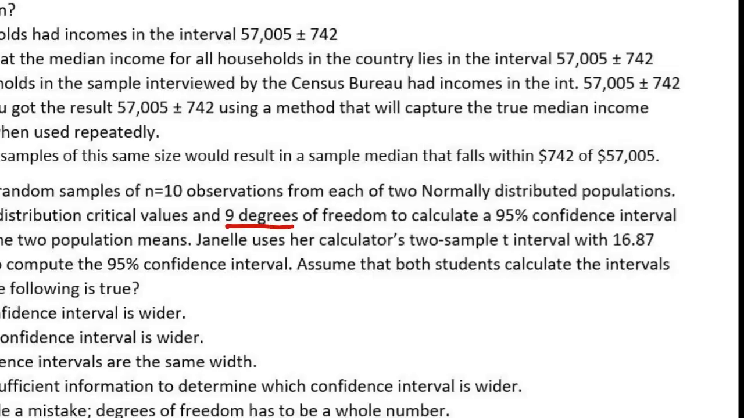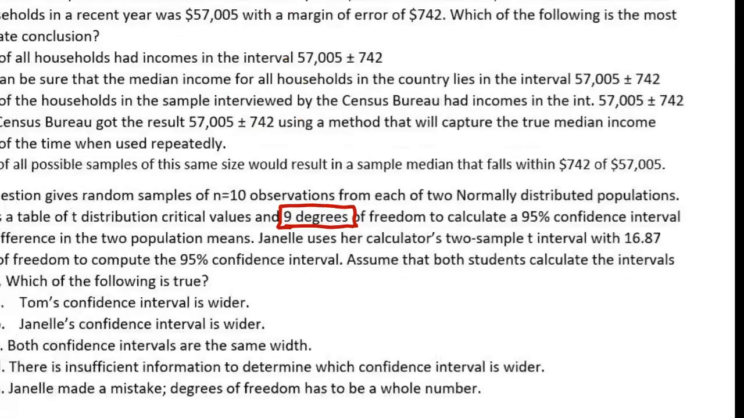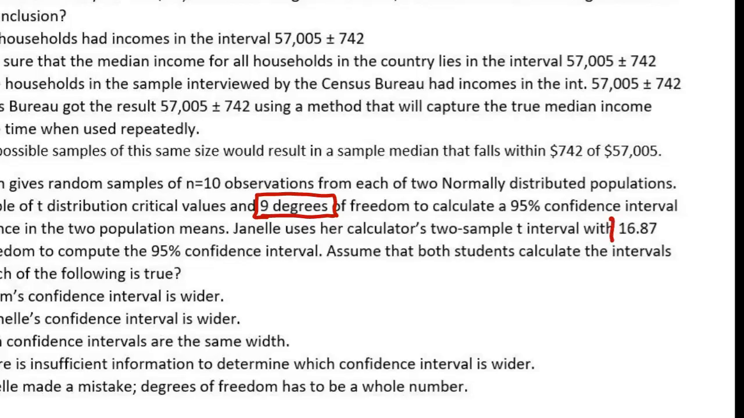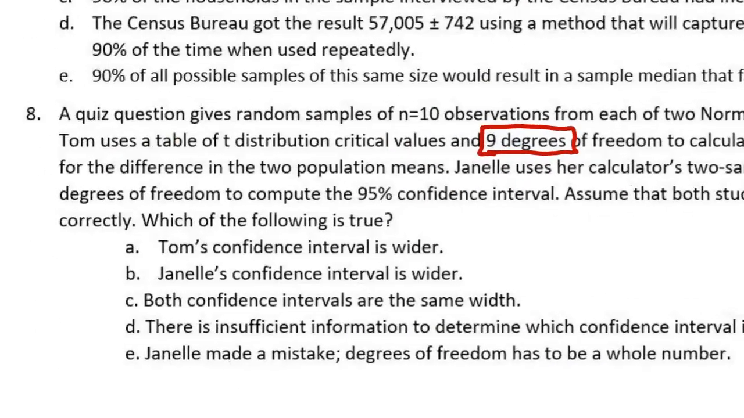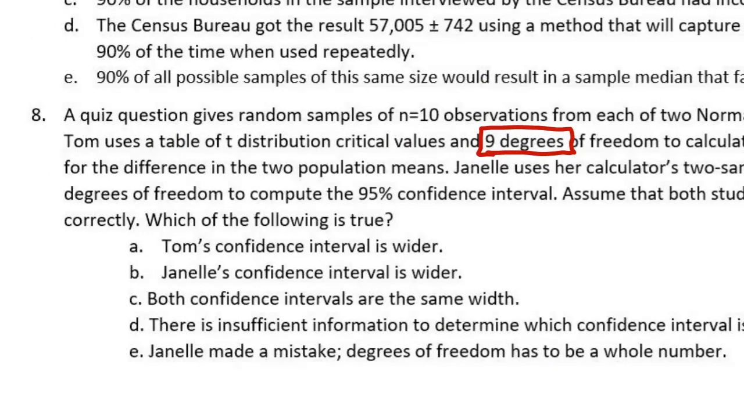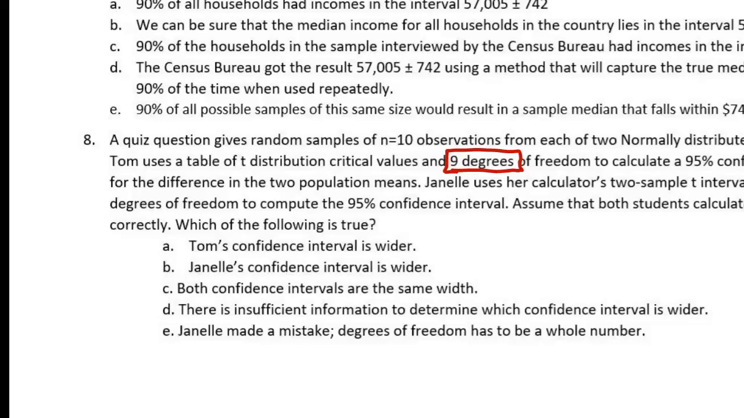Well, what happens when the degrees of freedom is smaller? It makes a wider interval, right? When the degrees of freedom is smaller, my T star is bigger, and so I would end up with a wider interval. So Tom's confidence interval would be wider than Janelle's confidence interval. Double check. Yep.